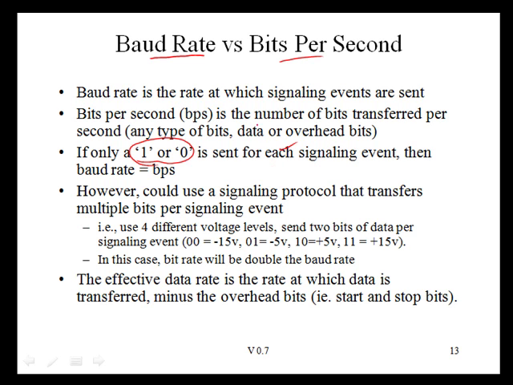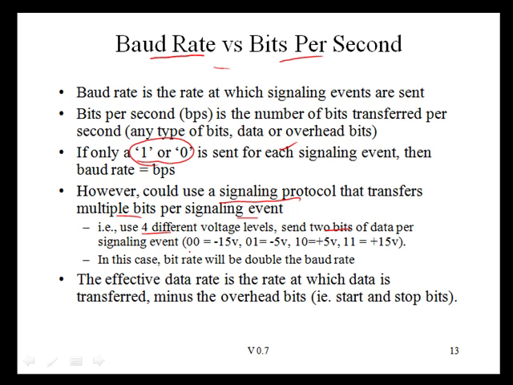When would baud rate not be equal to bits per second? Well, you would have to have a signaling protocol that would transfer multiple bits per signaling event. For example, you could use 4 different voltage levels and send 2 bits per signaling event.